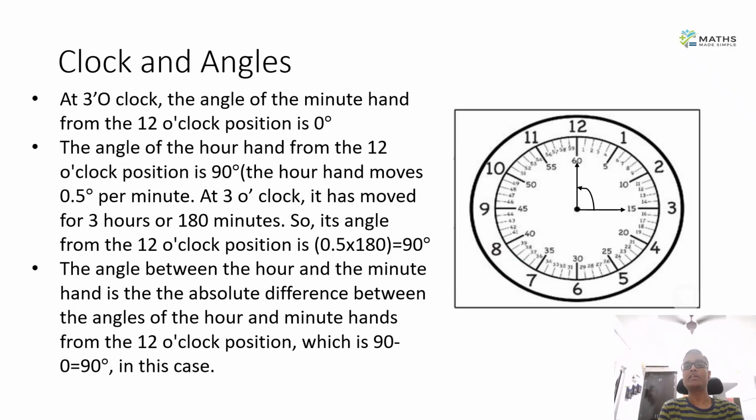Now the angle between the hour and the minute hand is the absolute difference between the angles of the hour and the minute hands from the 12 o'clock position. Now we have already determined that the angle formed by the hour hand with respect to the 12 o'clock position is 90 degrees, and the angle formed by the minute hand with respect to the 12 o'clock position is 0 degrees. So the angle between the hour and the minute hand here would be 90 minus 0, which is nothing but 90 degrees.